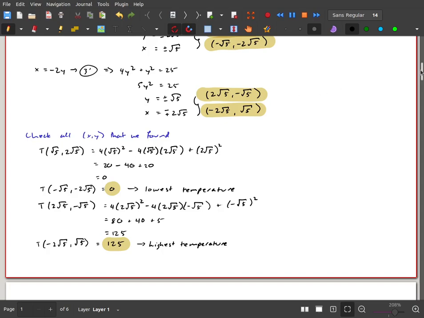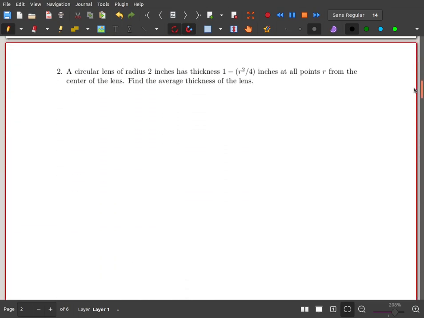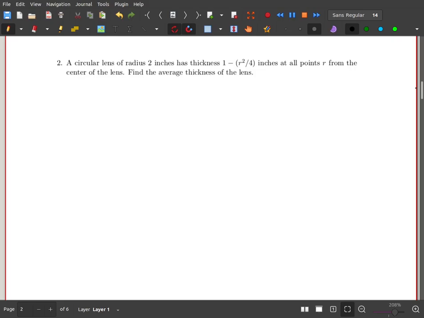Okay, so let's move on to question 2. Question 2 states that we have a circular lens of radius 2 inches, and it has a thickness of 1 minus r squared over 4 inches at all points r from the center of the lens. So find the average thickness of the lens.